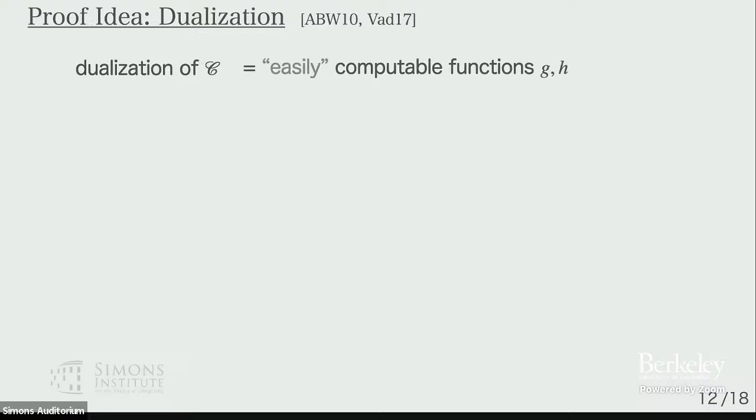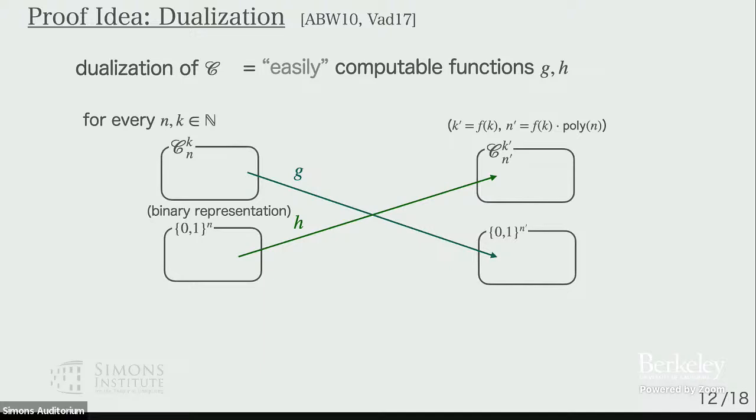In this work, we formally define the notion of dualization of a concept class C by two easily computable functions G and H, which looks like this figure. The role of function G is to map each representation of a function in the class to some string f star, and we call this the dual of f. The role of function H is to map each string to a representation of a function x star, and we call this the dual of x.